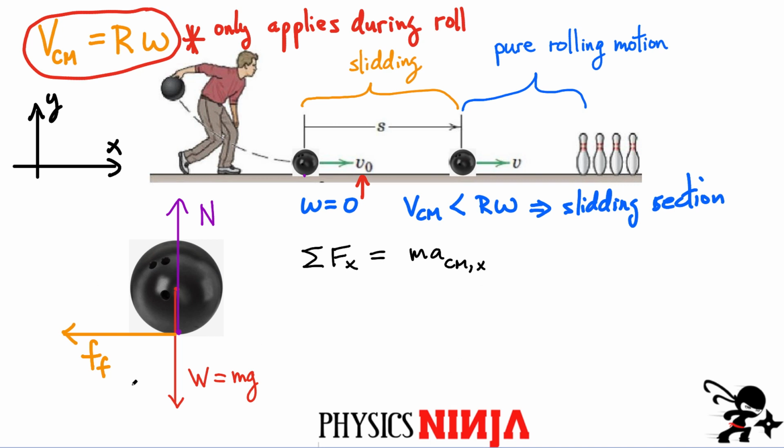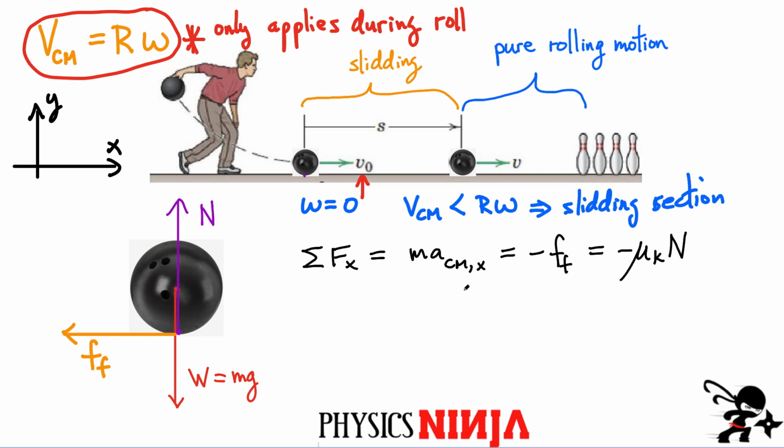So we've only got one force here in the x direction. And since it's pointing to the left, I'm going to call that the negative direction. So it's minus the magnitude of the force of friction. The force of friction, when something is sliding, you can always write as a coefficient of kinetic friction multiplied by the normal force. So at the end of the day, we have an expression here for the acceleration of the center of mass.